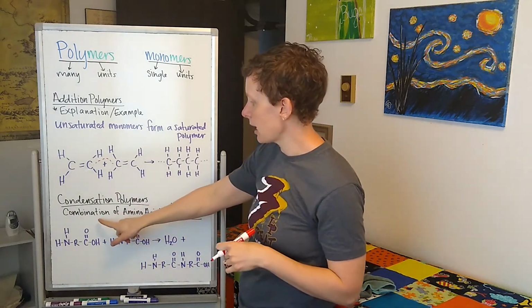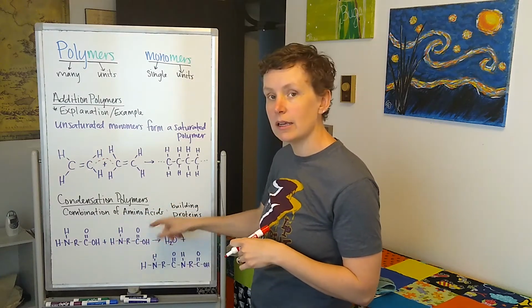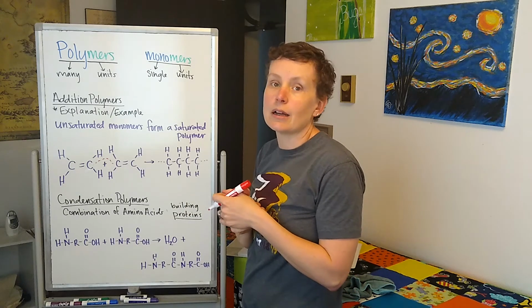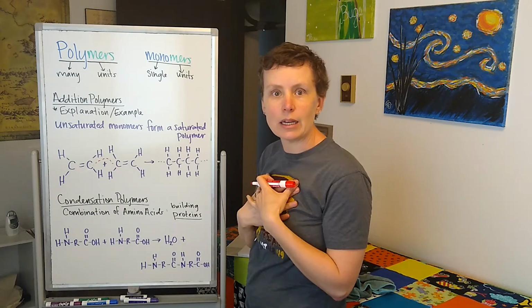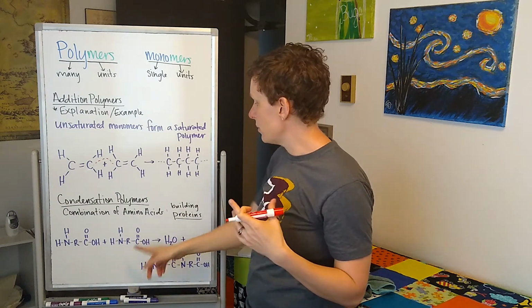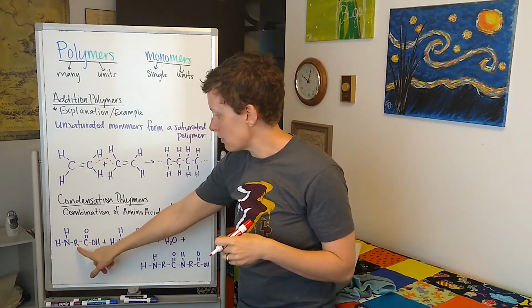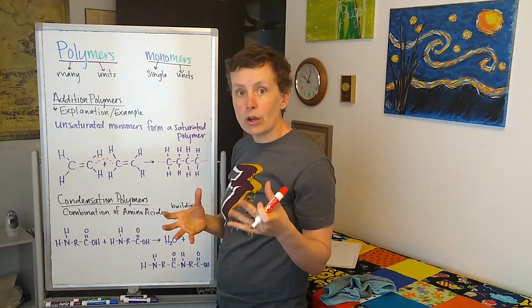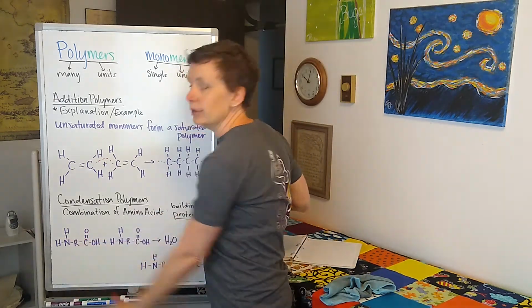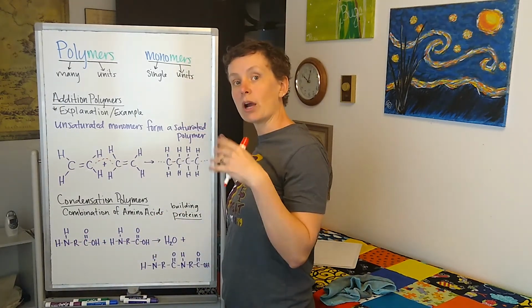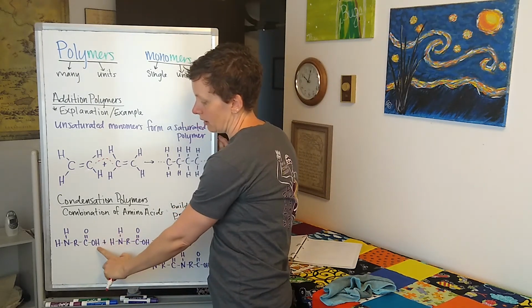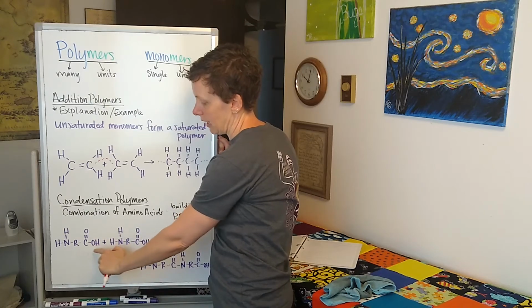So the example that we're going to talk about is combining amino acids. And amino acids are the building blocks of protein. There are 20 essential amino acids that we need for our bodies, and those all differ in this piece right here, the R. Now remember, an amine or an amino group is an NH2. And an acid group, carboxylic acid, is this carbon with a double bond to oxygen and the OH. Okay, so that's our carboxylic acid group.